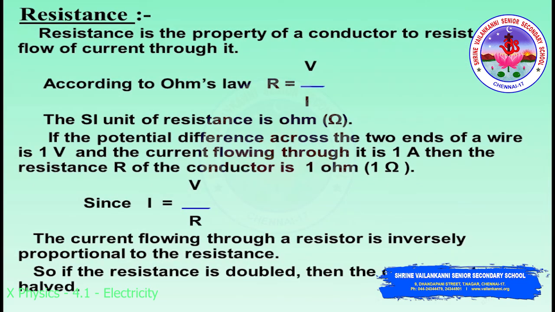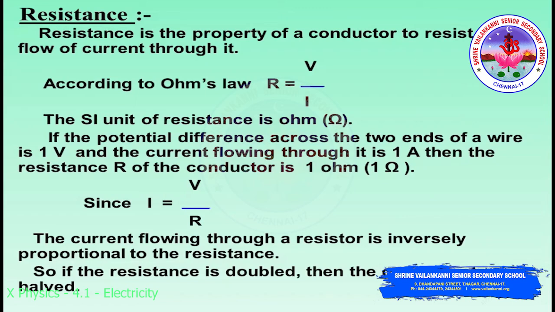Now resistance. Resistance is the property of a conductor to resist the flow of current through it. So according to Ohm's law, R is equal to V by I. The SI unit of resistance is ohm. If the potential difference across the two ends of a wire is 1 volt and the current flowing through it is 1 ampere, then the resistance R of the conductor is 1 ohm.